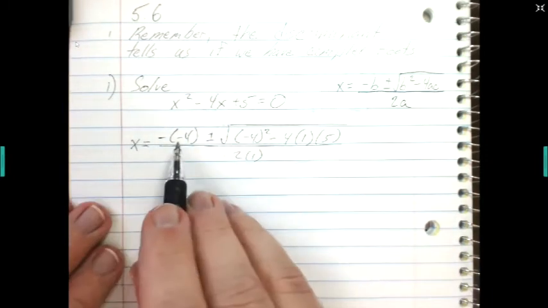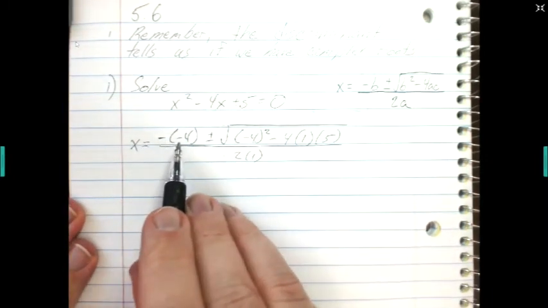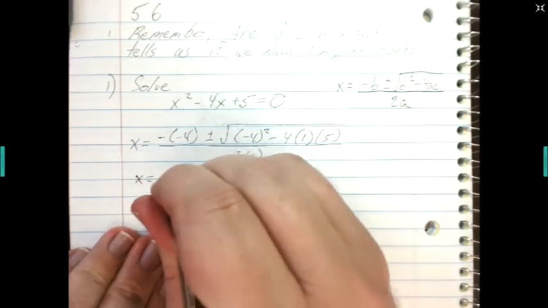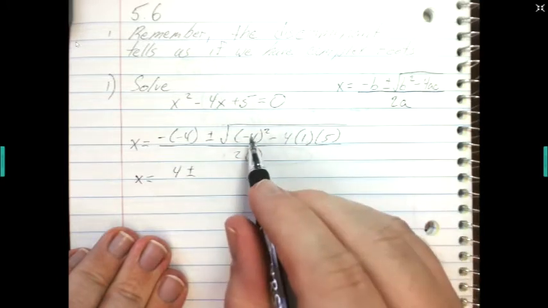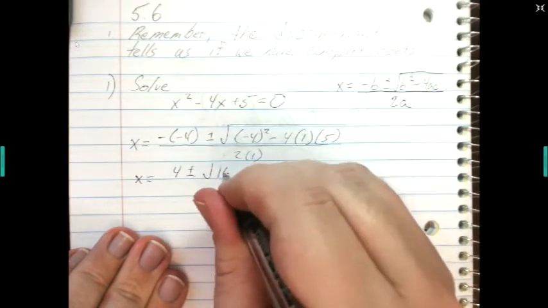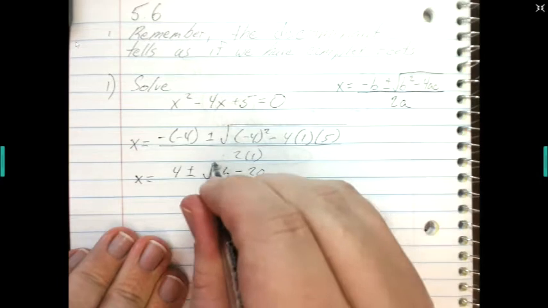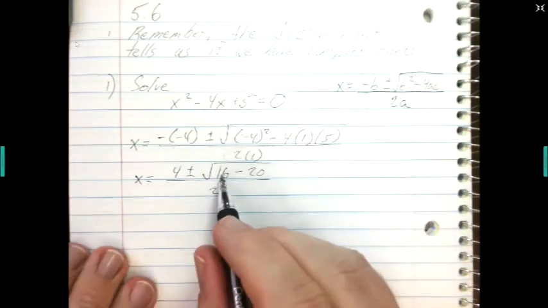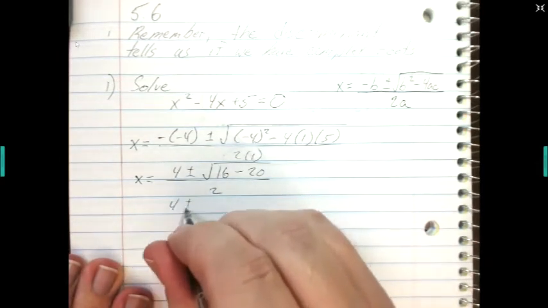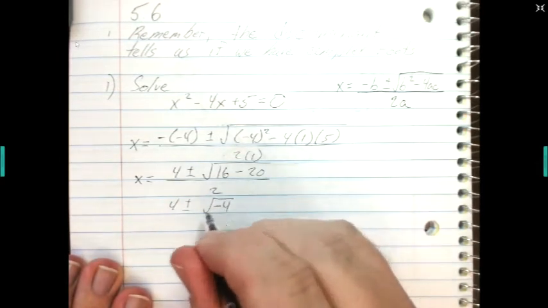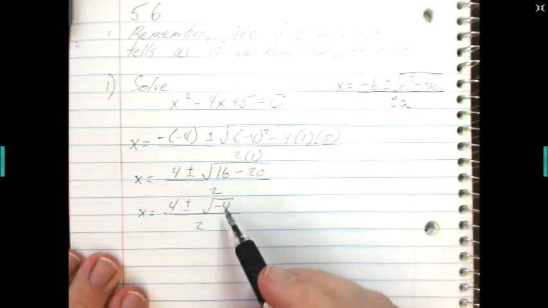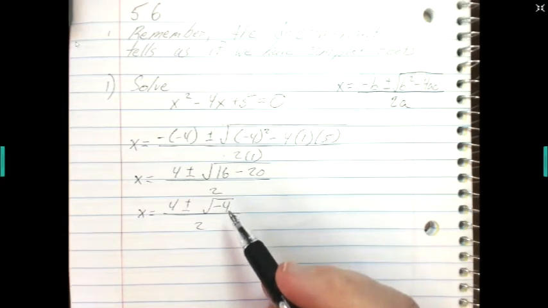So again, notice I keep both negatives in there. Let's clean this up a bit and see what's going on. 4 plus or minus the square root of 16 minus 20, over 2. Already looking a lot more manageable. Now, this tells me that I have negative 4 as my discriminant. Remember, whatever is underneath the radical is my discriminant. That's going to tell me that I have a complex root here because it's less than 0.